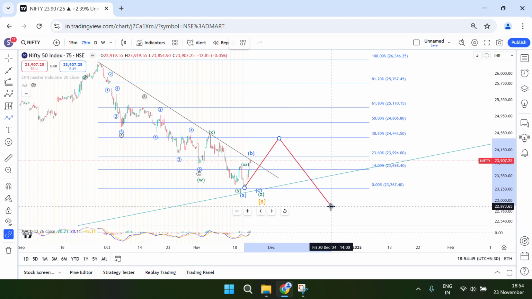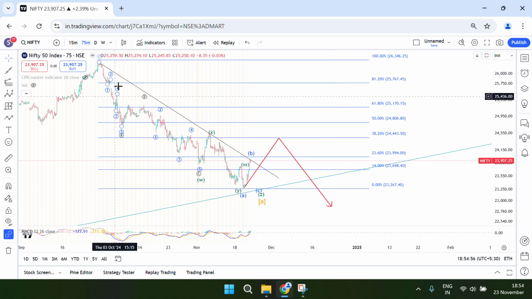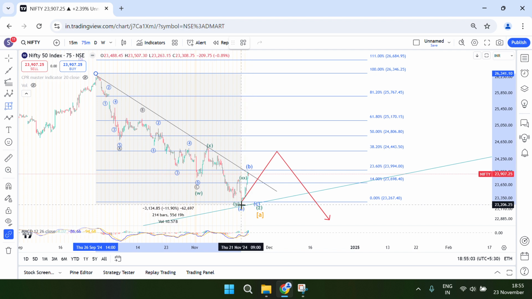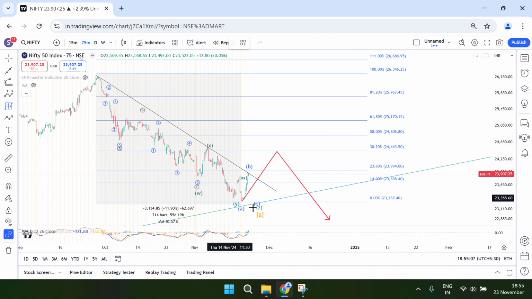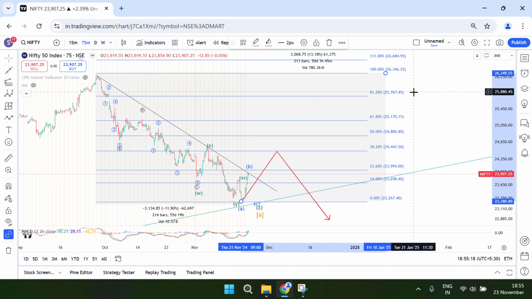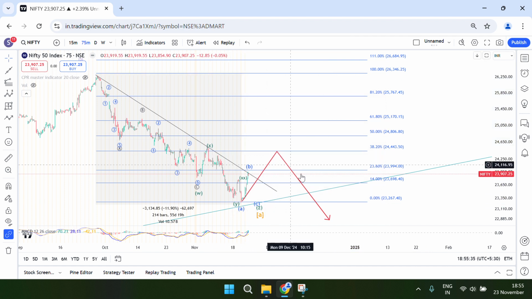We also need to look at the time, because this entire fall has taken almost 1.5 months. We may see Nifty recovering quite slowly. If I consider this as 214 bars and simply add 214 bars here, Nifty can take this much time to make this move. So the rise could also be slightly slower and slightly smaller. This is the maximum time I'm expecting, but it will take some time. Even the next move could be slightly slow, and the price could retrace well from this level. Now, this was about Nifty.